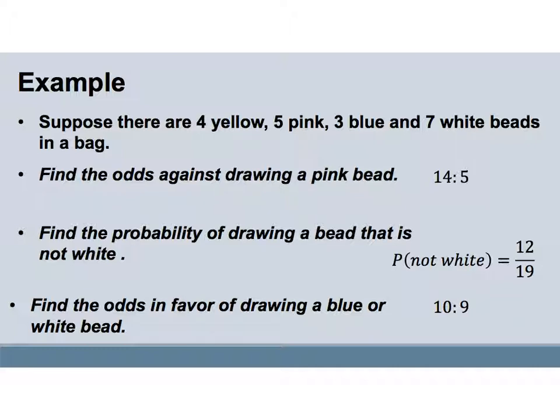Find the probability of drawing a bead that is not white. This time it's probability. So since there's 7 white beads, there's 12 not white beads. So that's 12 over the total 19. Find the odds in favor of drawing a blue or a white bead. Well, this is in favor, so I want the blue or white beads first. There's 3 blue, 7 white, so that's 10 blue or white beads. And if I have 10 of those, since there's 19 total, there's 9 that are not blue or white. So 10 to 9.